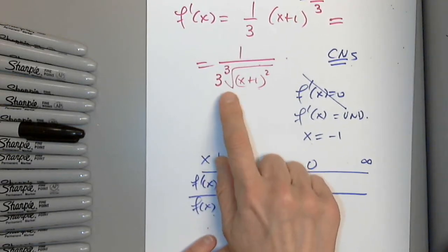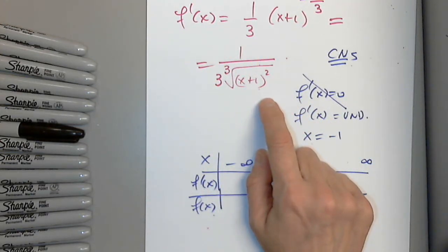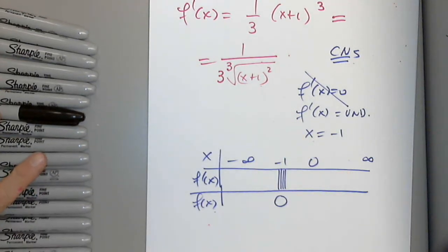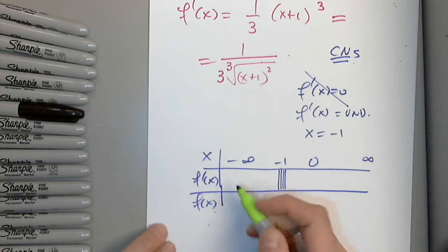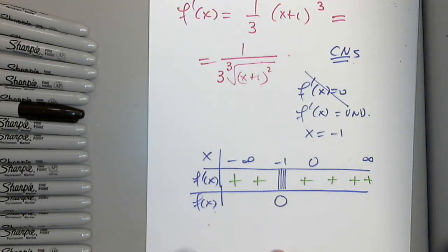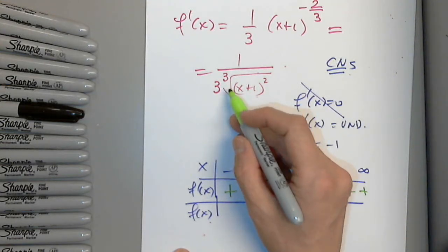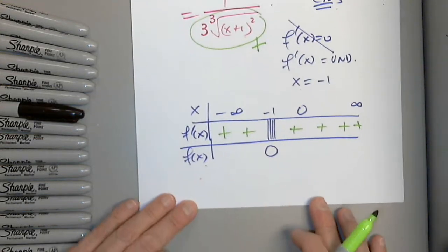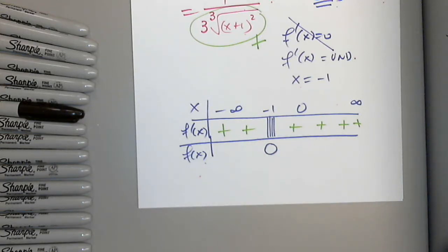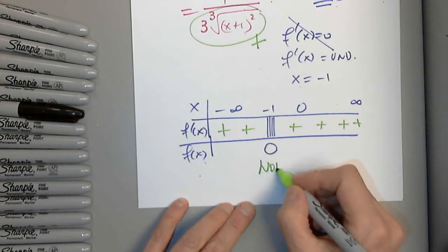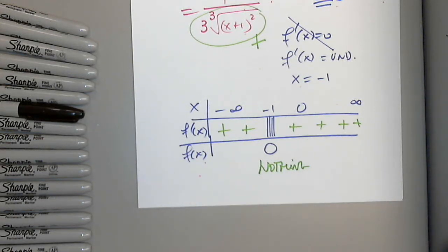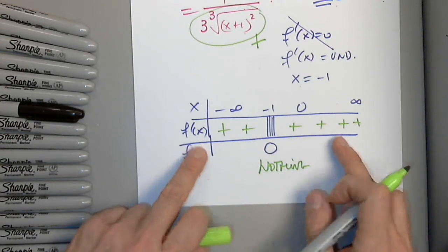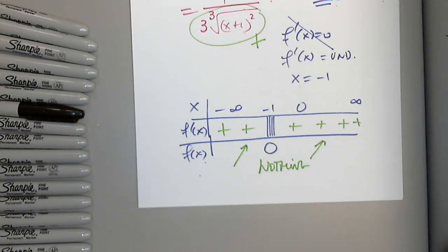So look at the derivative and say, oh, it's always positive. Why is it always positive? Because it's squared, even if it's a cube root. This quantity will always be positive no matter what you plug in. So what do we conclude? Is negative 1, 0 a max or min? No, nothing. Because the derivative is always positive, the function is always increasing. No max or min.